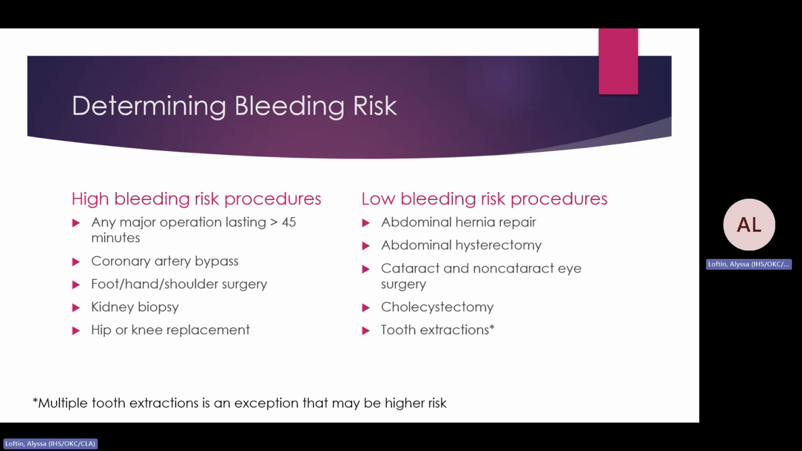So when determining bleeding risk, it is determined based off of the procedure. High bleeding risk procedure examples would be any major operation lasting 45 minutes or longer, or hip or knee replacement. Some low bleeding risk procedures would be things such as an abdominal hernia repair, a cataract eye surgery, and then tooth extractions. Simple tooth extractions would be considered low bleeding risk, but they can be more high risk based on how many teeth and the involvement in that tooth extraction.